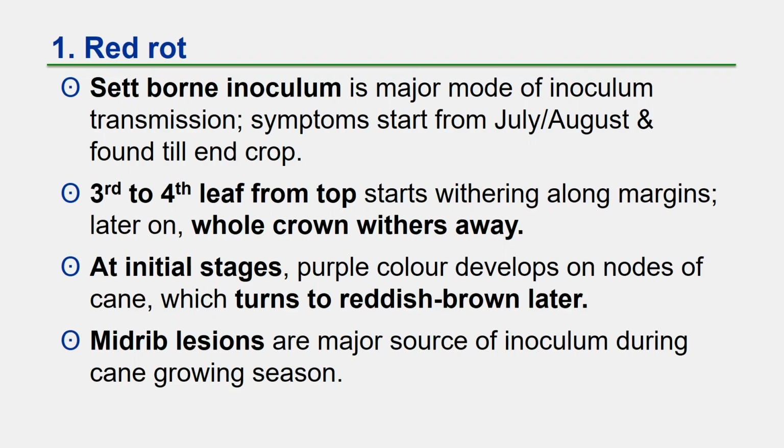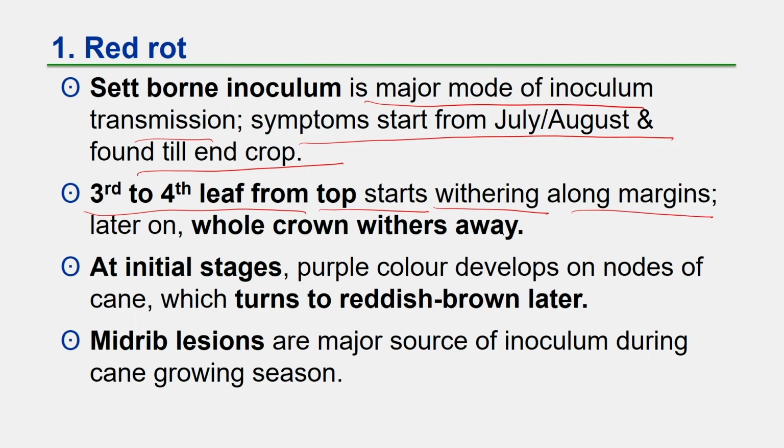The first and topmost disease of sugarcane is red rot. Set-borne inoculum is the major mode of inoculum transmission. Symptoms start from July, August and are found till the end of the crop. The third to fourth leaf from the top starts withering along margins. Later on, the whole crown withers away. At initial stages, purple color develops on nodes of cane, which turns reddish brown later.